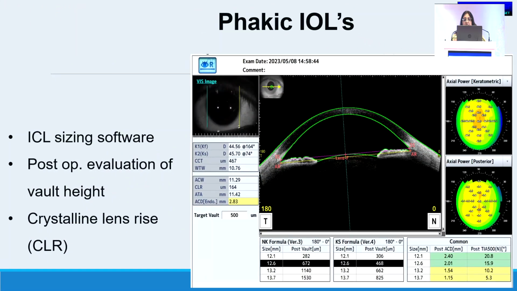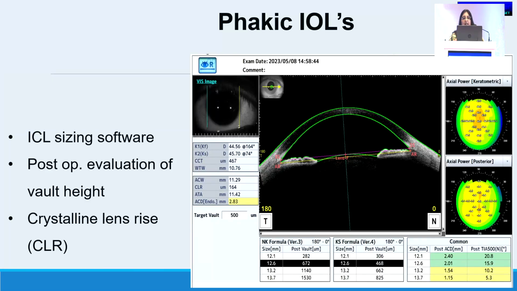For phakic IOLs, the swept source OCT can be used for ICL sizing software. For example, we have the NK formula and the KS formula, and these can be used, especially in borderline cases where our manual digital caliper measurements can be correlated with these. Postoperative evaluation of the vault height and the crystalline lens rise.